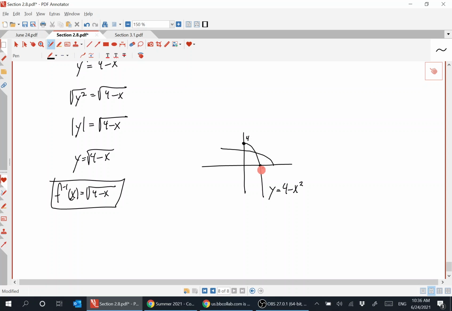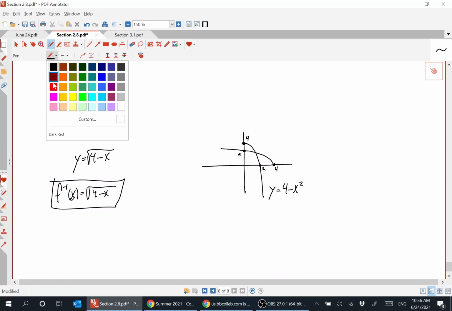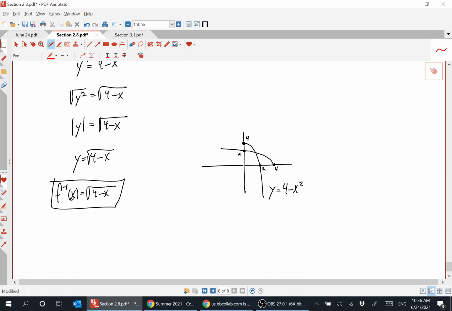So here's the 4, here's the 2. So here's 4 on the x-axis, 2 on the y-axis, and here is the line y equals x. Right, so this is the original function, y equals 4 minus x squared, and this is the inverse function, y equals square root 4 minus x.